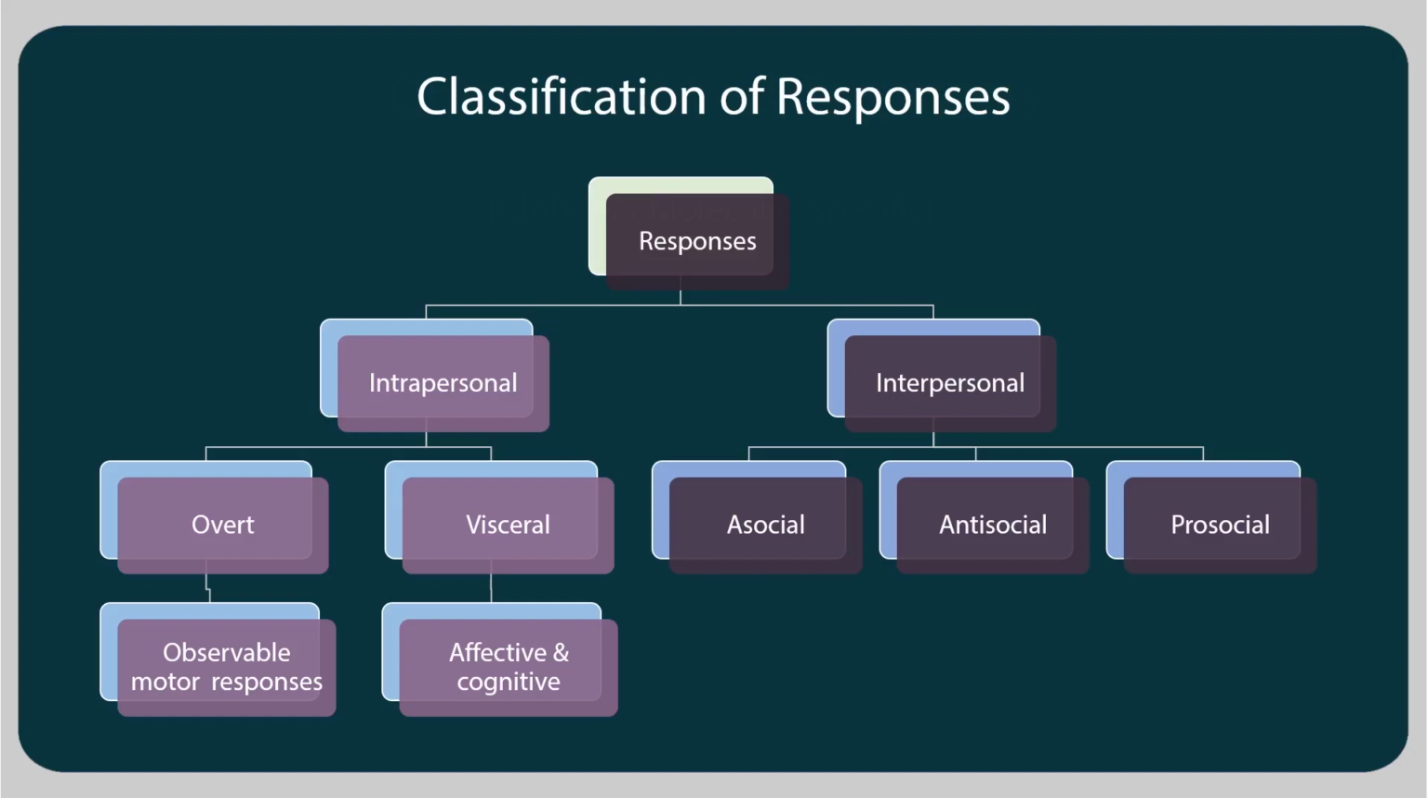This is how we classify intrapersonal responses, whereas interpersonal responses are of three types. They can be either asocial or antisocial or prosocial. Antisocial is definitely destructive in nature. Prosocial is definitely constructive in nature. Asocial, where the direction of any given individual may not be that explicitly seen. Maybe the withdrawal itself can be taken as an example of asocial response.